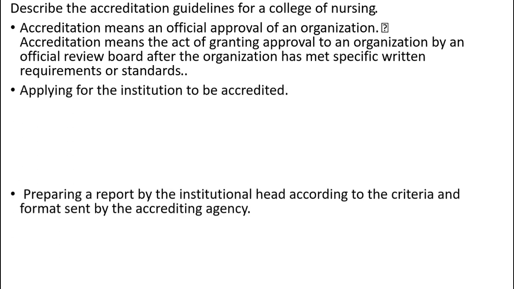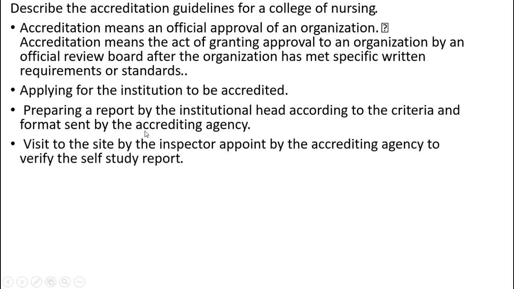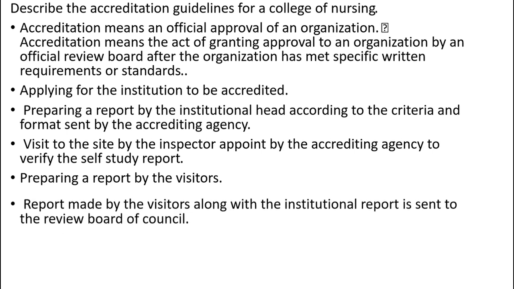So first, applying for the institution to be accredited. We have to prepare a report by the institutional head according to the criteria format sent by the accrediting agency. Second, when the agency receives this report, an inspector appointed by the accrediting agency visits the site to verify the self-study report, whether the report which the head of the institution has submitted is correct or not. Then a report is prepared by the visitors.